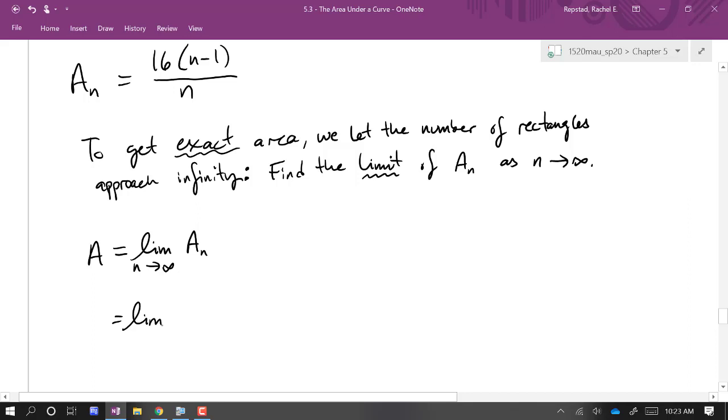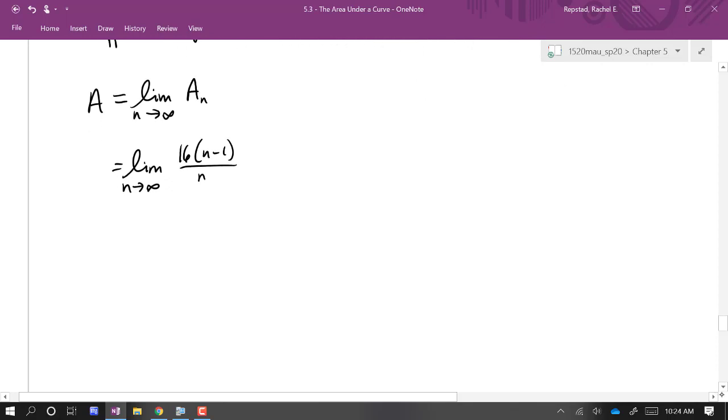This is the limit as n approaches infinity of 16 times n minus 1 over n, so 16 n minus 16 over n. Now, it's been a while since we've done limits as n approaches infinity. We did a little bit when we did some curve sketching. But our basic approach algebraically here is to multiply the top and the bottom by 1 over the highest power of n that appears. So I'm going to multiply top and bottom by 1 over n.